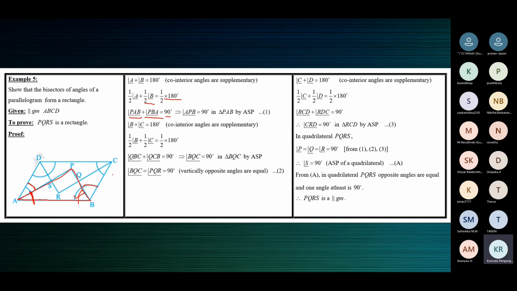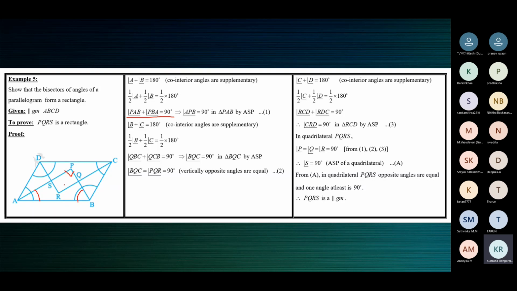So in triangle PAB, look at the figure. In triangle PAB, this angle plus this angle is 90. The sum of these two angles of triangle PAB is 90. So that means the third angle must measure 90 degrees by the angle sum property, because the sum of the three angles is 180. The sum of all the three angles is 180.